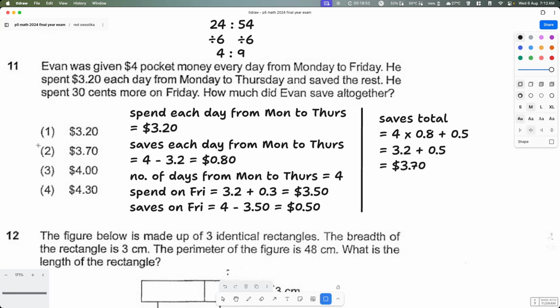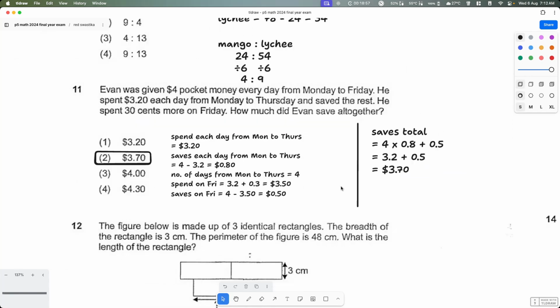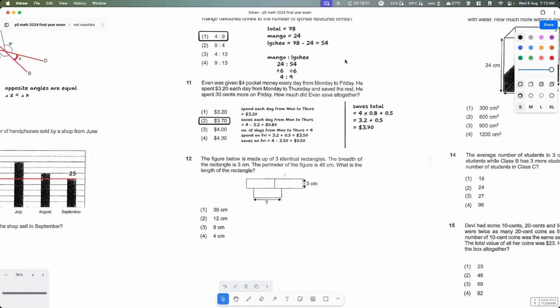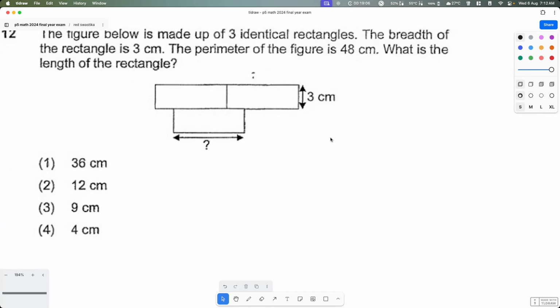Okay, so in this case, there you go. That's the answer. Can I make this smaller? Yeah, we can. All right, so that's it. Let's move on to question number 12 over here.